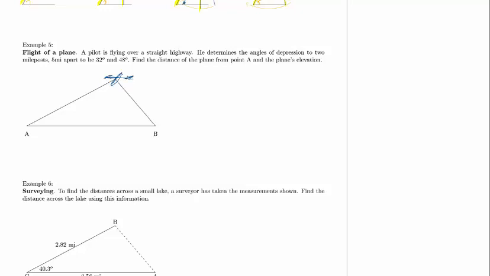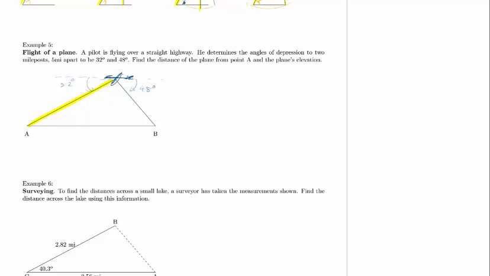To be 32 degrees, so angle of depression coming out here. So for the first one, that's the point A, that's 32 degrees, and then the angle of depression to the other milepost, that's 48 degrees. We want to find the distance of the plane from point A and the plane's elevation. So when we say the distance we're looking for, it is the length of this side right here. How far away is that distance there?